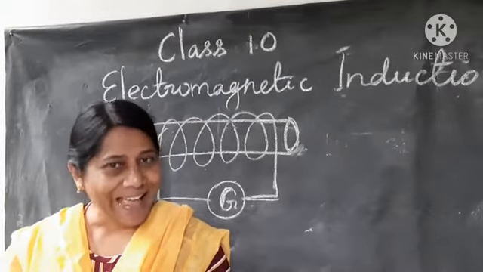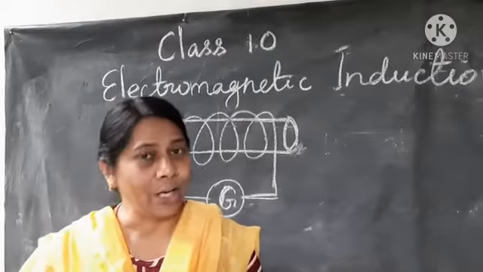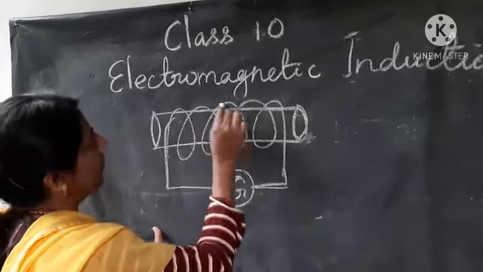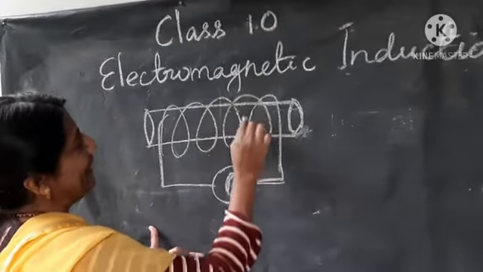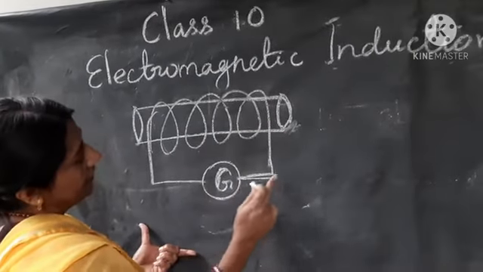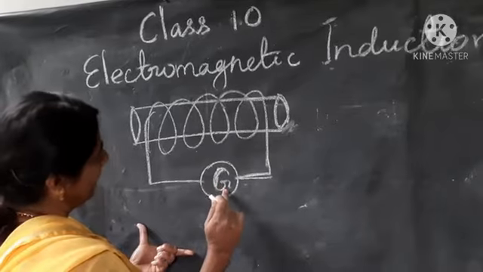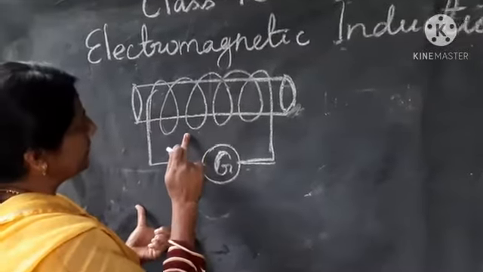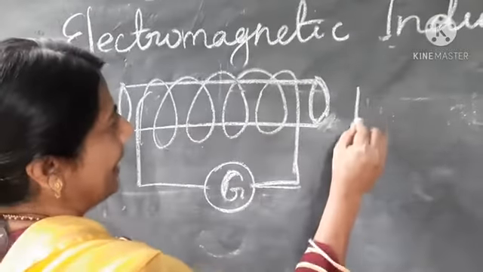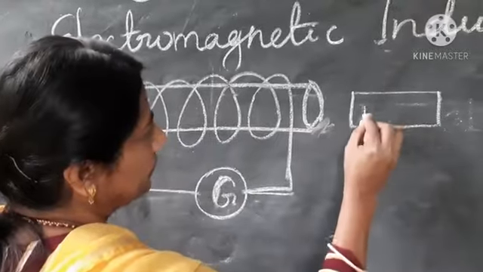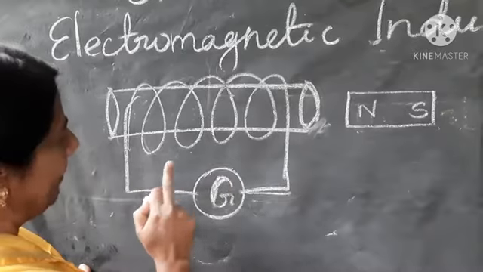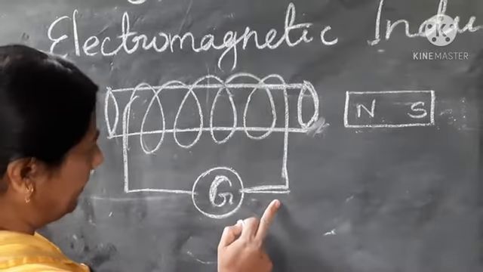Now we are going to see an activity. Materials required: a large number of turns of copper wire wound on a cylindrical tube, with both ends of the copper wire connected to a galvanometer. So the materials required are a coil with a large number of turns of copper, a galvanometer, a cylindrical rod and a magnet. Procedure: set up the apparatus as shown in the figure.